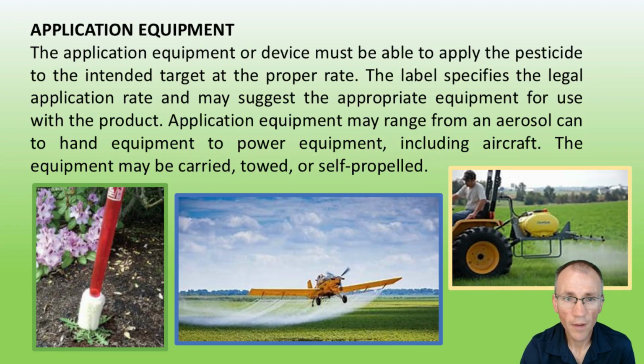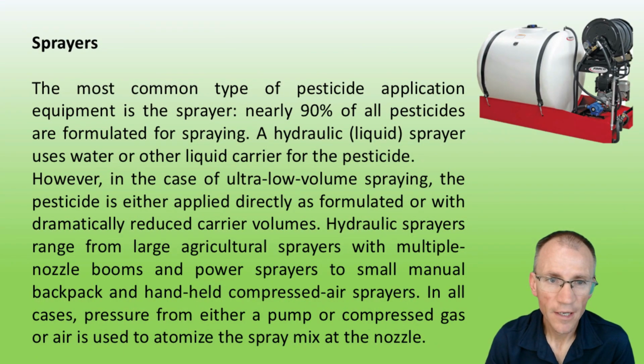Speaking of application equipment, the application equipment or device must be able to apply the pesticide to the intended target at the proper rate. The label specifies the legal application rate and may suggest the appropriate equipment for use with the product. Application equipment may range from an aerosol can to hand equipment to power equipment, including aircraft. The equipment may be carried, towed, or self-propelled. Let's talk about sprayers. This is going to be the most common type of pesticide application equipment. Nearly 90% of all pesticides are formulated for spraying.